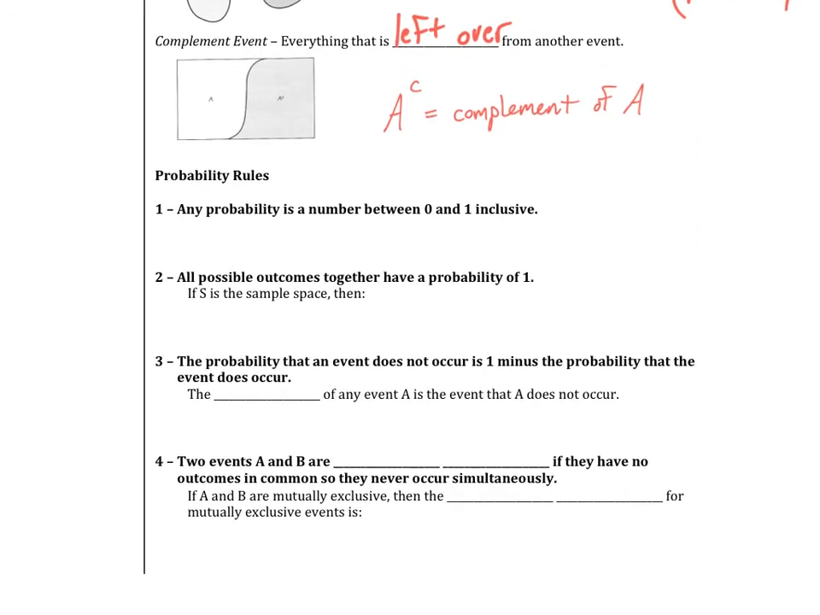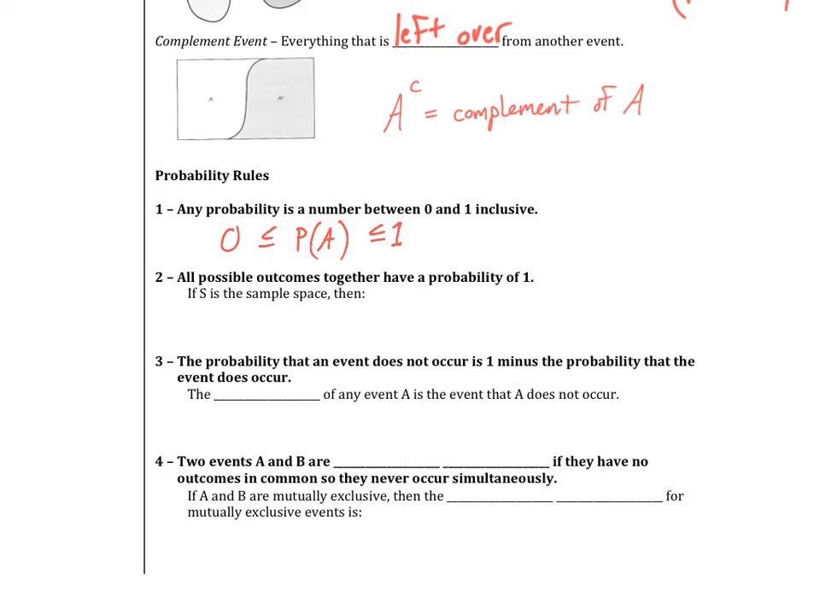Okay, probability rules. Rule number 1 is any probability is a number between 0 and 1 inclusive. So that means the probability of an event, we're going to call this event A, is less than or equal to 1, and it's greater than or equal to 0. The probability cannot be less than 0, and it cannot be greater than 1, because 0 means it doesn't happen, and 1 means it's 100% going to happen. So you can't go above that, and you can't go below 0.